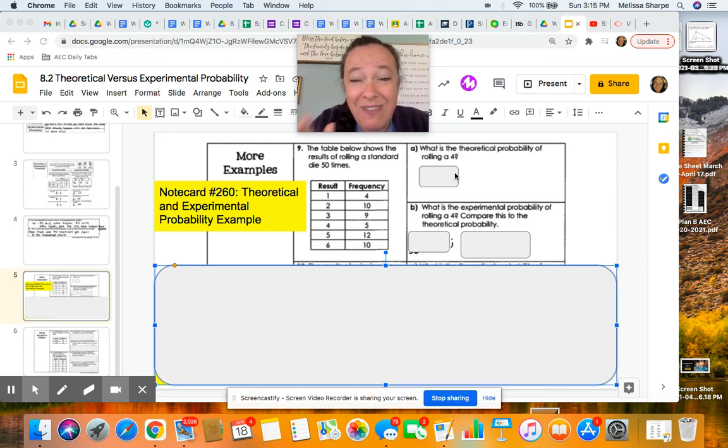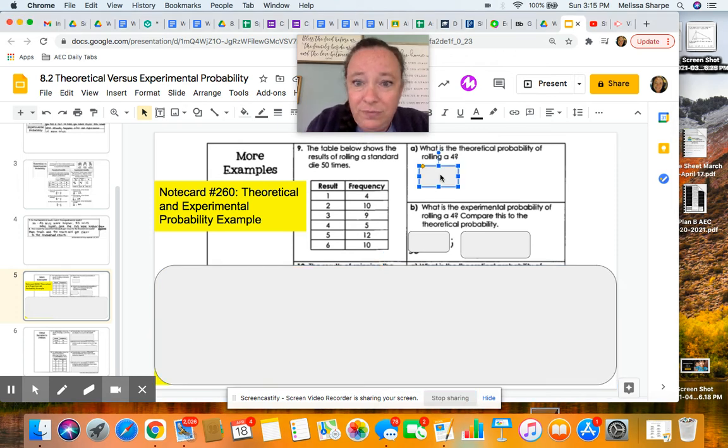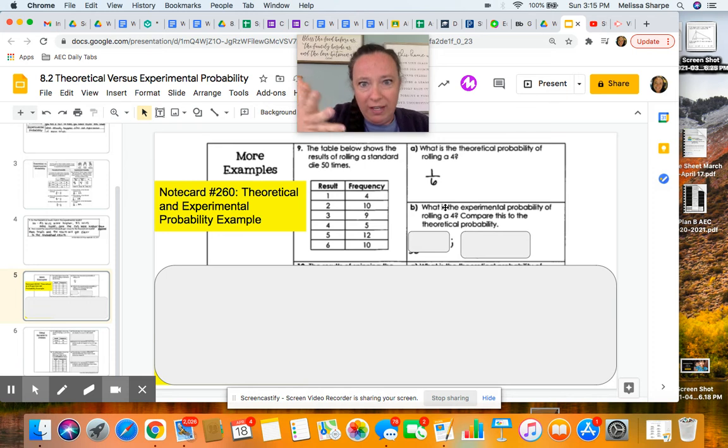Now over here in part A, it says, what is the theoretical probability of rolling a 4? Well, there's 6 faces. There's 6 sides. So in theory, rolling the 4 would be 1/6, because you roll it and there's an equal chance of getting the 4 up. Okay, so that's 1/6 of a chance.